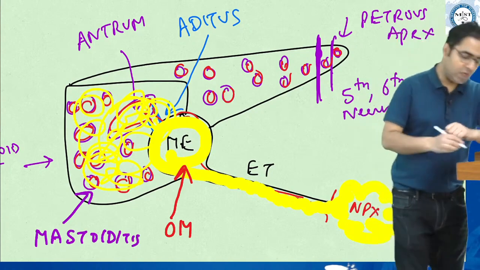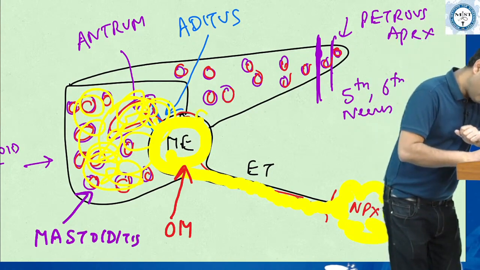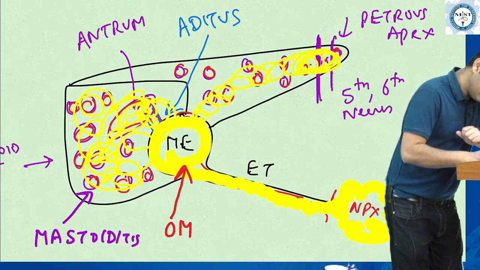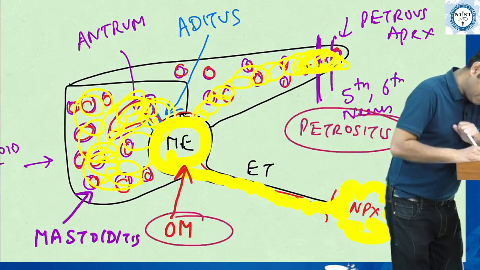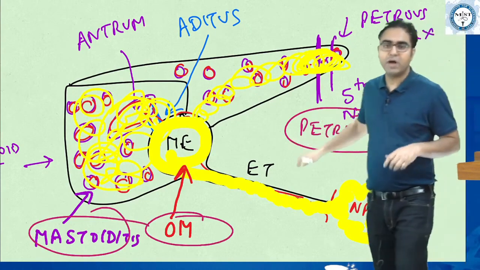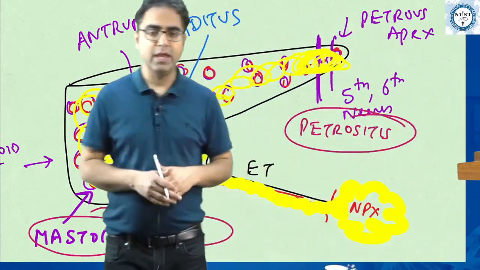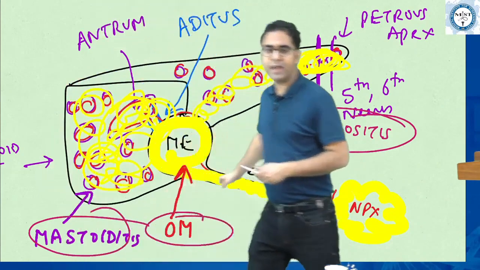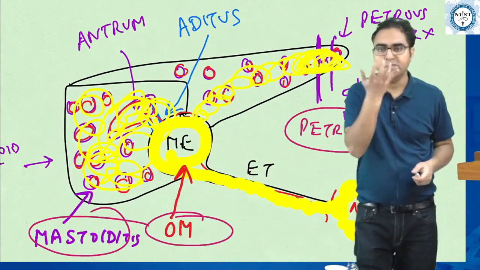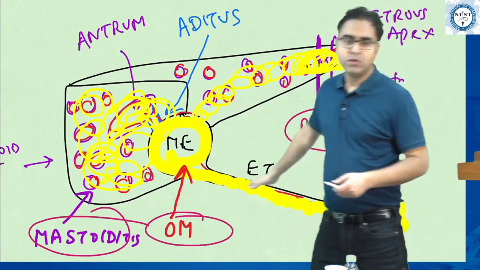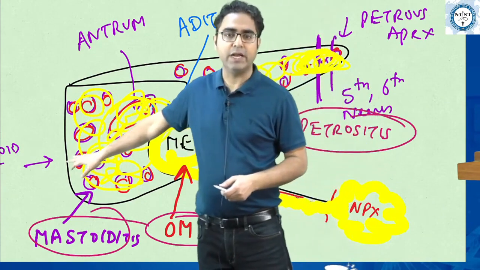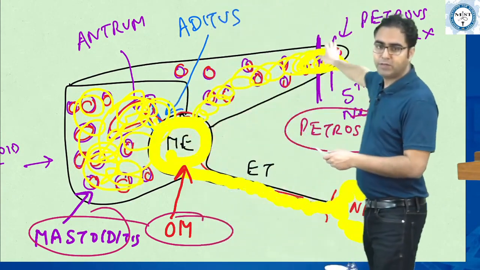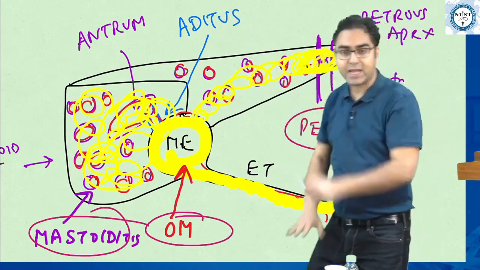Mastoiditis. By chance, infection went from here and reached over here, and that stage of disease will be called petrositis. Petrositis, otitis media, mastoiditis: this is one spectrum of the disease only. The problem started from the nose to nasopharynx, you just started with a basic cold. Then infection went from the Eustachian tube to the middle ear, called otitis media. If it goes from middle ear to mastoid, it's called mastoiditis. If it goes from middle ear to petrous apex, it's called petrositis. So this system is interconnected.